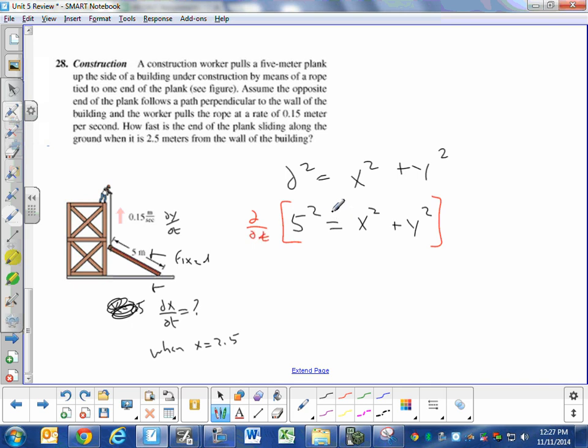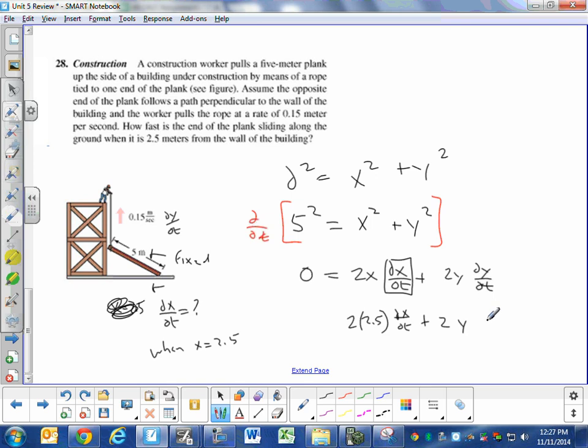The derivative of 25 is 0. The derivative of x squared with respect to t is 2x dx/dt. The derivative of y squared is 2y dy/dt. Now, I'm trying to find dx/dt, so there it is. I need to find that. I know dy/dt is 0.15. I know x is 2.5. Trying to find dx/dt.